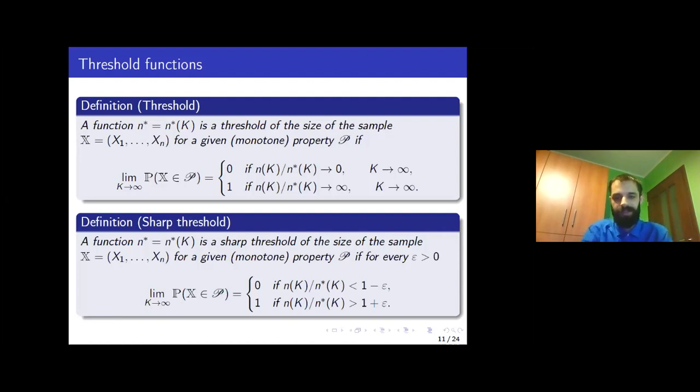Also, the notion of sharp threshold is used here, instead of having an asymptotically larger function. We just want it to be larger than the threshold by 1 plus epsilon for every epsilon more than zero.